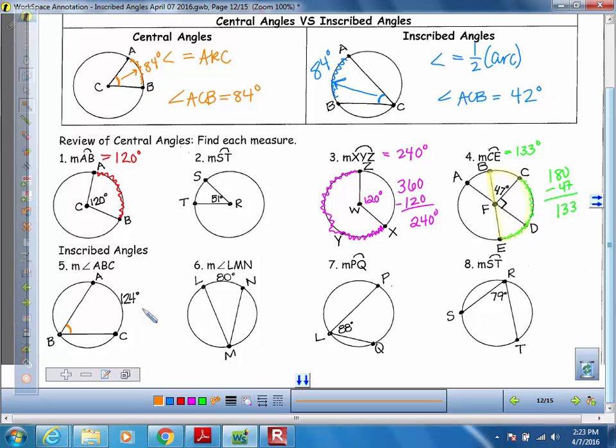Okay. You either half it or multiply by 1/2. So half of 124 gives us 62. So ABC would be 62 degrees.